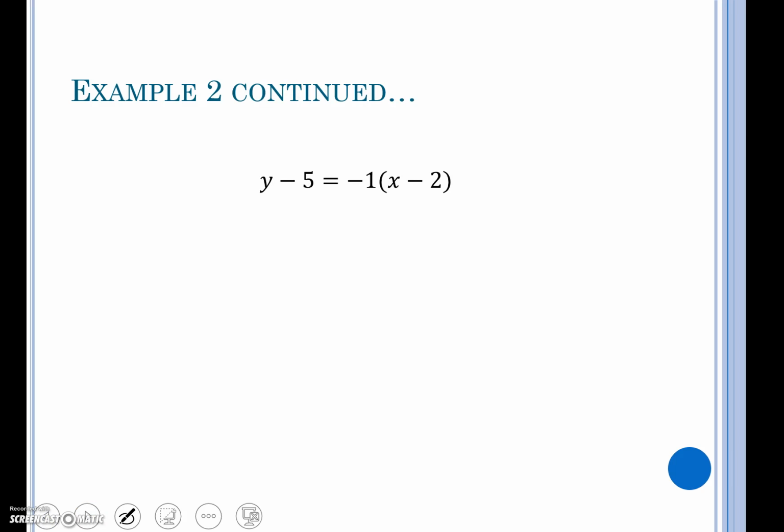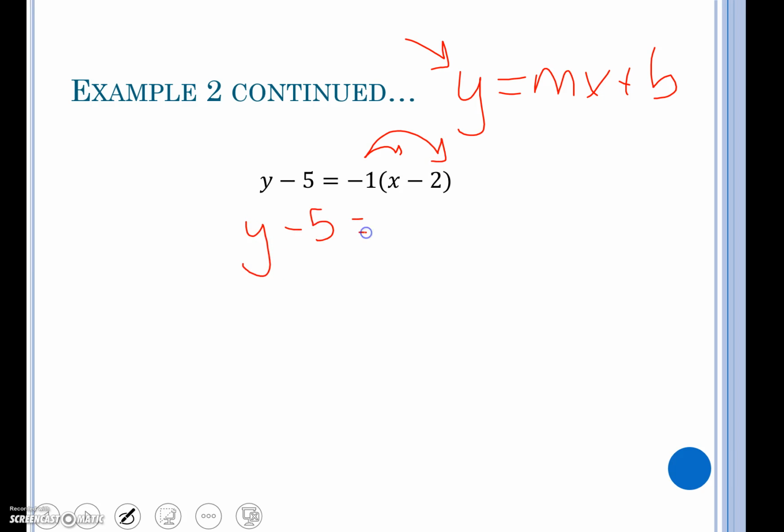So remember, slope intercept form is y equals mx plus b. So our goal here is to get the y by itself. So what we need to do first is distribute through with the negative 1. So we have y minus 5 equals negative 1 times x, so it's essentially doing negative 1 times 1. We get negative 1x. Negative 1 times negative 2. 2 negatives make a positive 2.